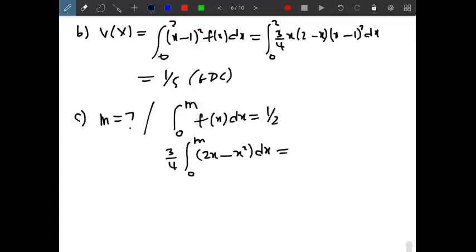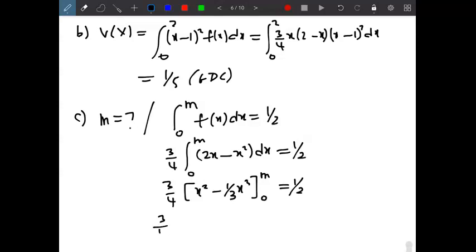Equals half. So 3 over 4, 2x has an antiderivative of x squared, and x squared has an antiderivative of negative 1 over 3 x cubed. So that's between 0 and m equals half. So replacing upper bound minus lower bound. Now the lower bound is 0. So the antiderivative is 0 for x equals 0. So that only leaves us with the upper bound. So it's m squared minus 1 over 3 m cubed equals half.